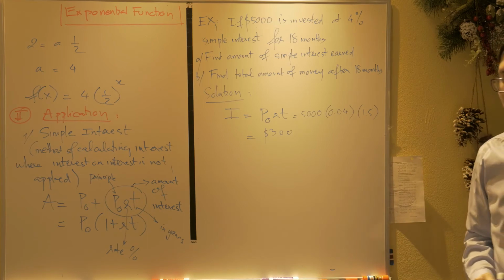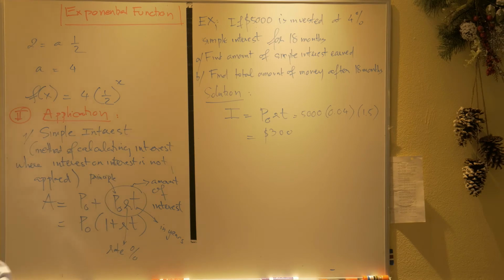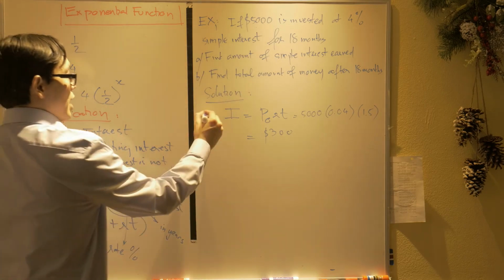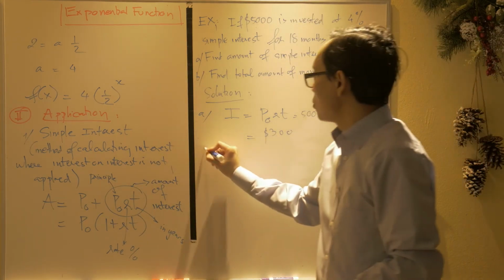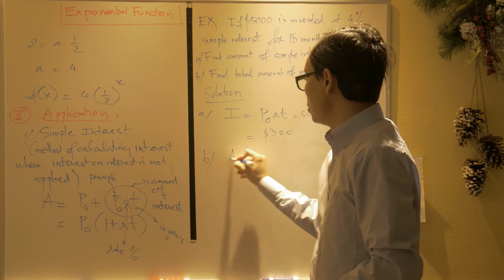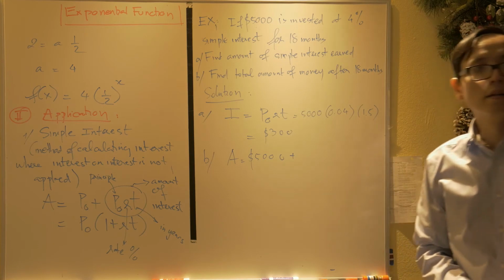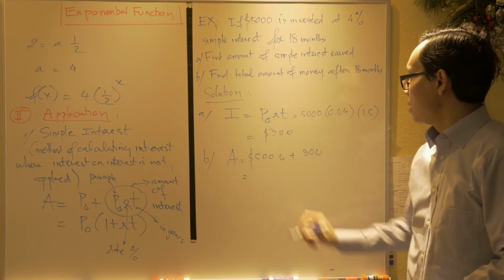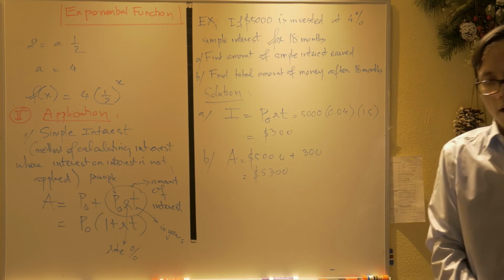What does it mean? It means that after 18 months, you earn $300 extra from $5,000. Then the total amount of money you have after 18 months will be A equal to $5,000 plus 300. Then you have a total of $5,300, and you're done.